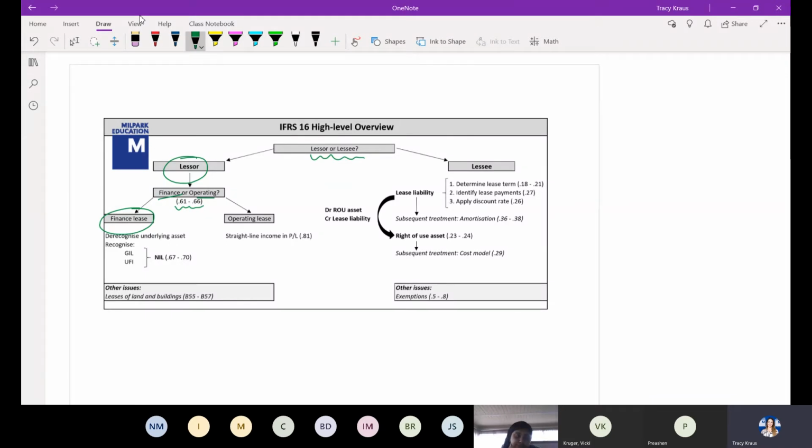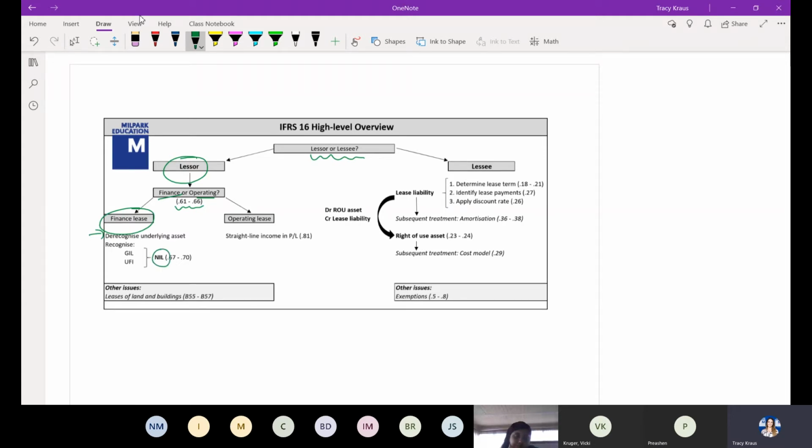So the actual asset is de-recognized. But what we have instead is a right to receive the lease payments. We have the right to receive whatever the lessee is going to pay us over the lease term. And that essentially is similar to a trade receivable. It's a debtor. We have a person who owes us money. And so that's what we recognize. We recognize this thing called a net investment in the lease.